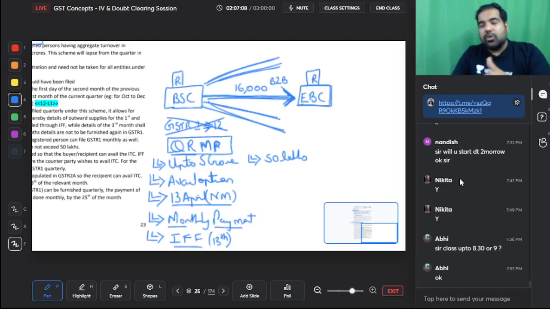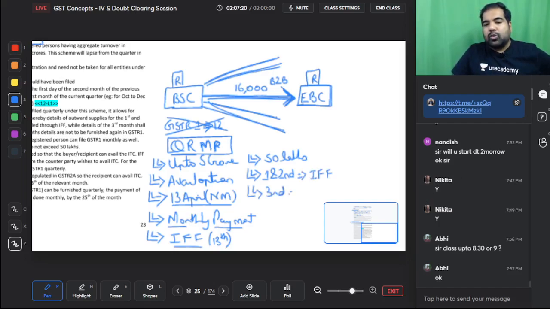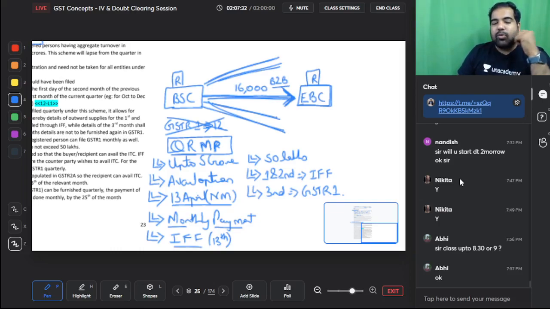And then for March, you can file straight away the GSTR 1. So basically, for the first and the second month, you will file IFF. And for the third month, you will file the normal GSTR 1. And when you file GSTR 1, will you again put first and second month details? No. B2B details don't have to be put again. So again, revising guys, this scheme is called quarterly return monthly payment scheme.